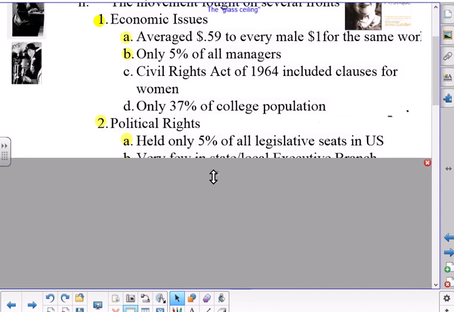All right, political rights. Women at the time only held 5% of all legislative seats in the United States.